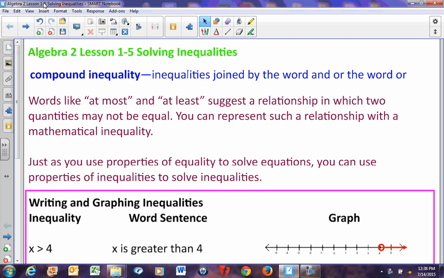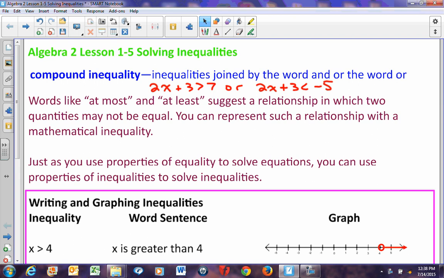This is Algebra 2, Lesson 1-5, Solving Inequalities. A compound inequality is an inequality joined by the word "and" or the word "or." So I could have something like 2x + 3 > 7, or 2x + 3 < -5. That would be a compound inequality.